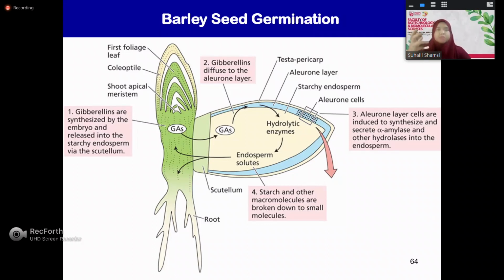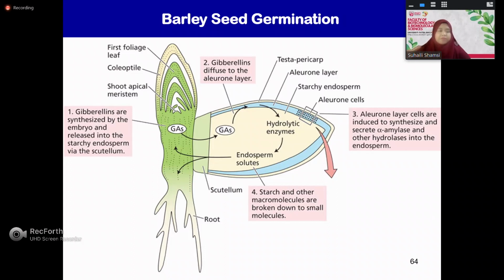And in order to break from dormancy, it needs energy. So it needs to hydrolyze the starch storage that it has in order to release sugar. And in the beer industry, the sugar that is produced by the barley seed is then sourced to yeast. And then yeast will use this and undergo alcoholic fermentation. So that's how the role of gibberellic acid is modulated in the beer industry.